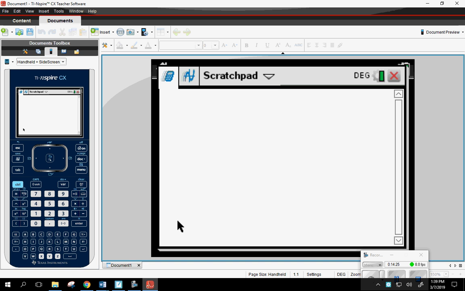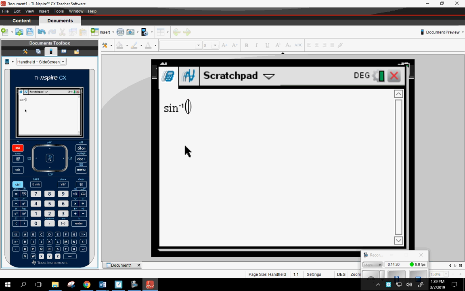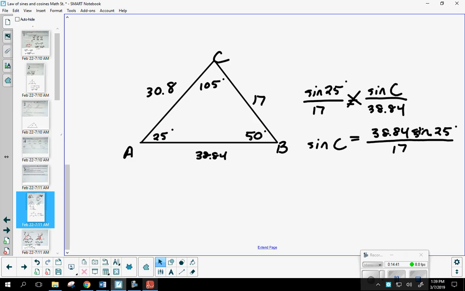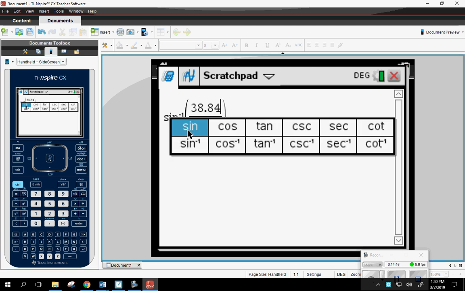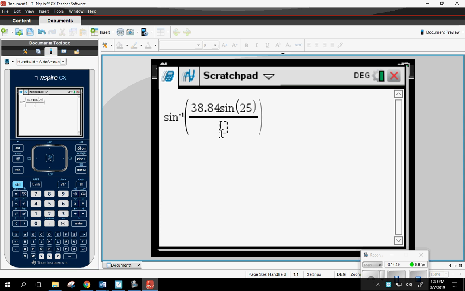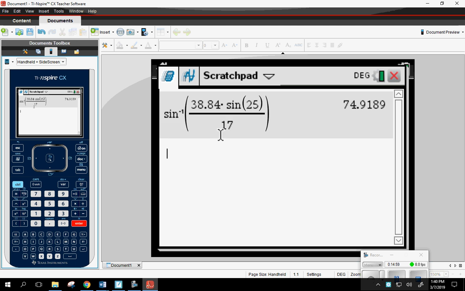Okay, sine inverse. And I've forgotten the numbers again. 38.84 times the sine of 25 over 17. Now remember, I already provided you that it was a 105 degree angle. So when I push enter, 74.9, so I'm getting 75.